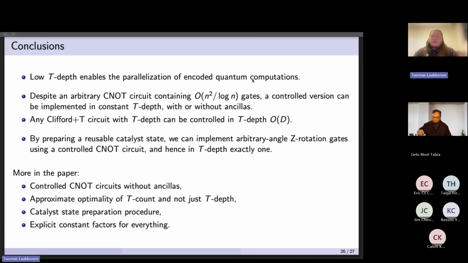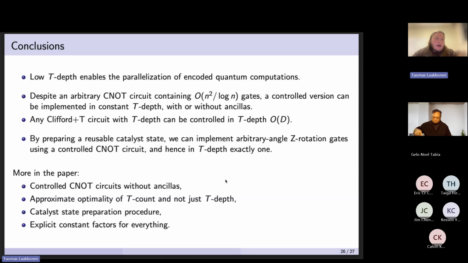So, to come to some conclusions, low T depth constructions would enable the parallelization of quantum computations, like large scale quantum computations, in the regime where you're working in a code that allows this, like the surface code, and where you have arbitrarily many qubits. So long-term, large scale is what I'm thinking.